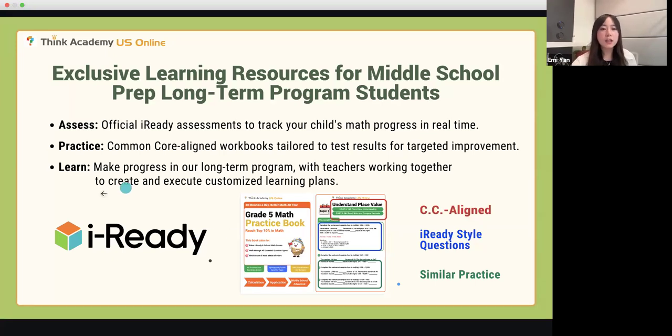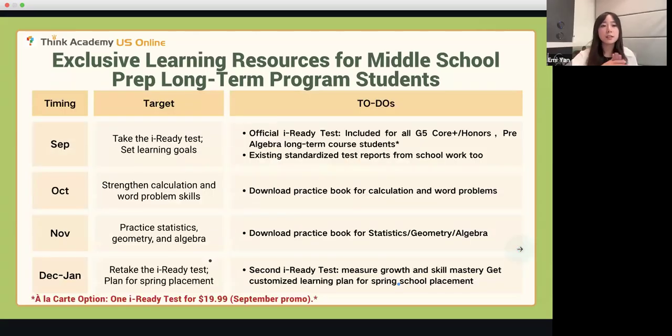And after that, you're still gonna build sort of a team where you work with your teachers, working together to create and execute customized learning plans for your kids. Those are something we're gonna provide to our long-term program students. And just one more thing, whether you are a long-term program student or not, for now, this is gonna be your to-do list, okay? So I have the timing, the target, and the to-dos here.